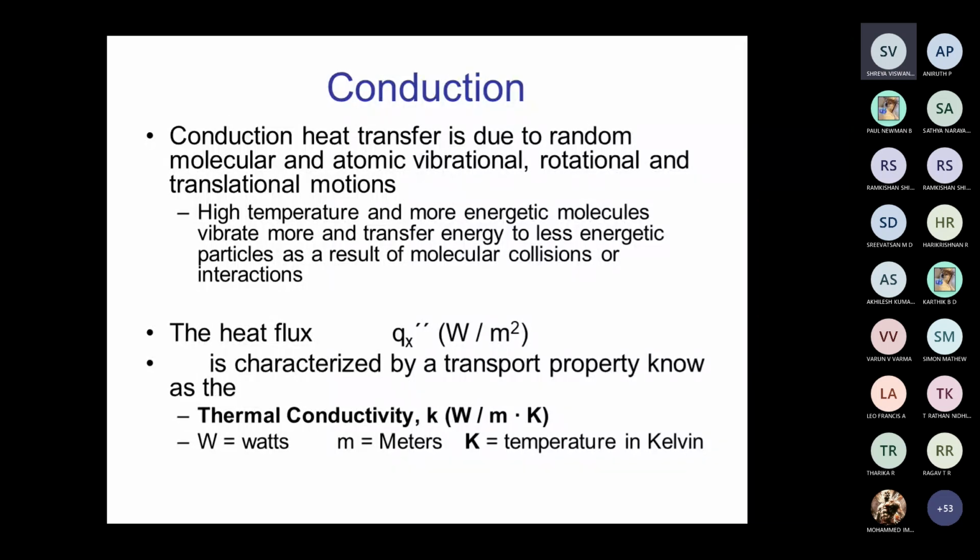For example, if you have a sheet and one end is exposed to high temperature, slowly the heat is conducted from the high temperature, more energetic molecules to the less energetic particles. This concept is used in iron boxes, especially electrical iron boxes. They have a heating filament attached to the surface, and slowly the heat is transferred from the heating filament to the surface, so the iron box gets heated up. When you switch it off, the heating coil is switched off, and depending upon the thermal conductivity of the material, the iron box cools down.